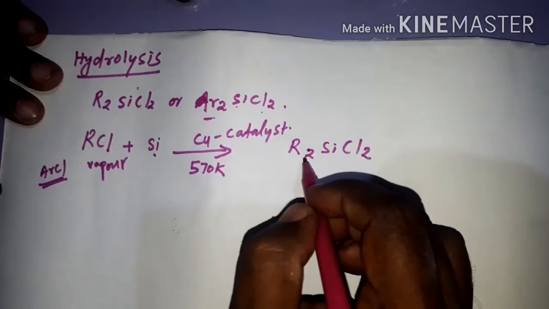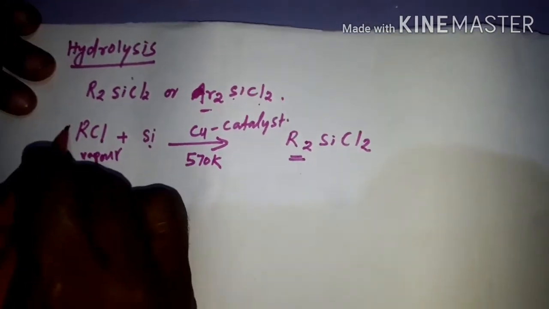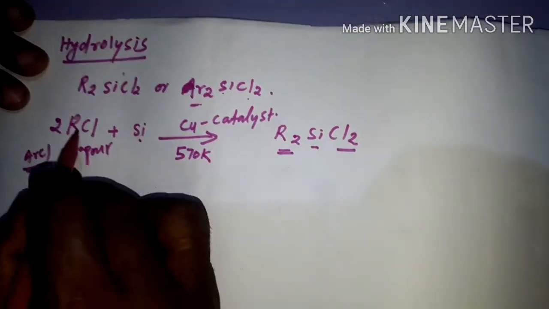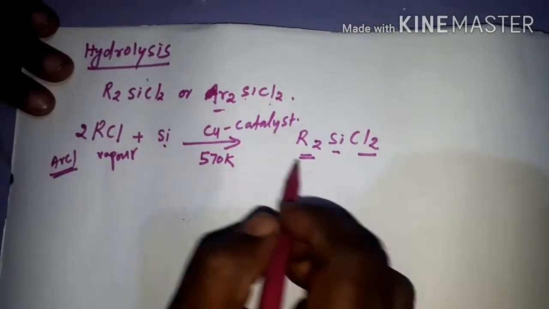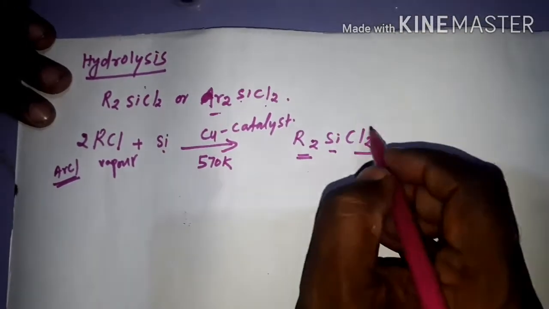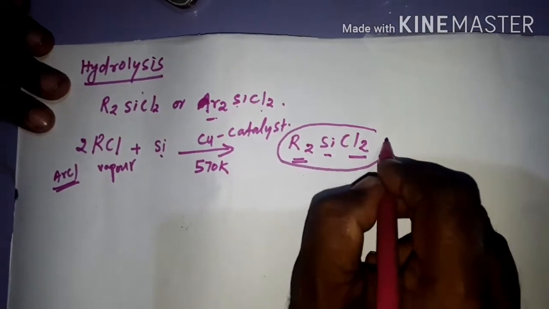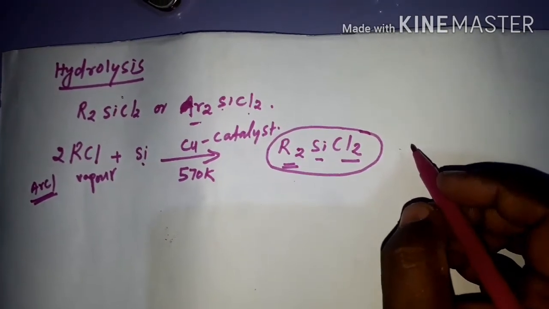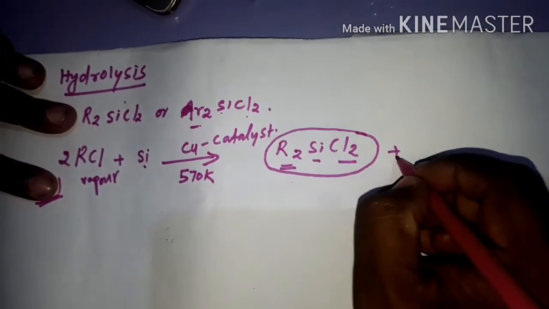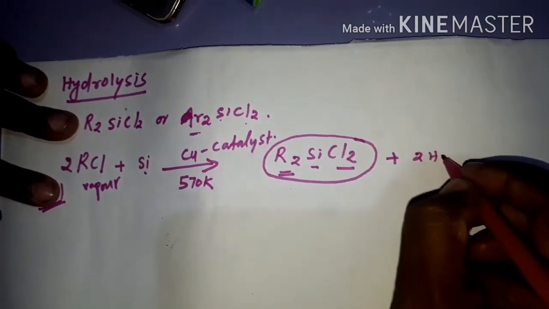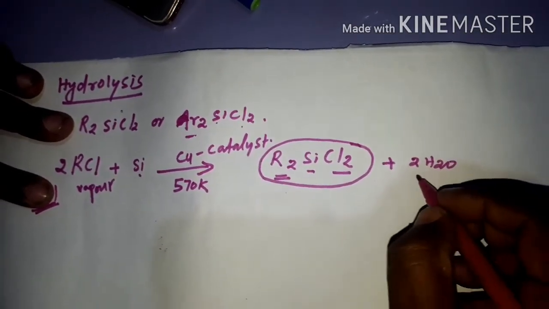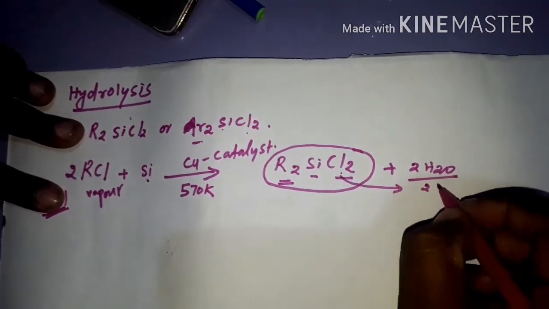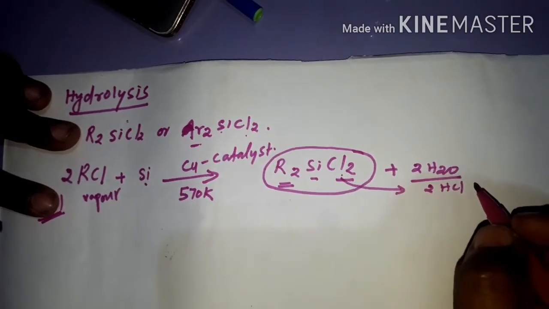R2SiCl2. Now since it is R2, put 2 here, 1 Si and 2 chlorine atoms, so 2 RCl. Now the equation is balanced. From this R2SiCl2 we are going to prepare these silicones. So that is by the addition of 2 moles of water. So what will happen? These 2 chlorine atoms will be removed as 2 HCl.